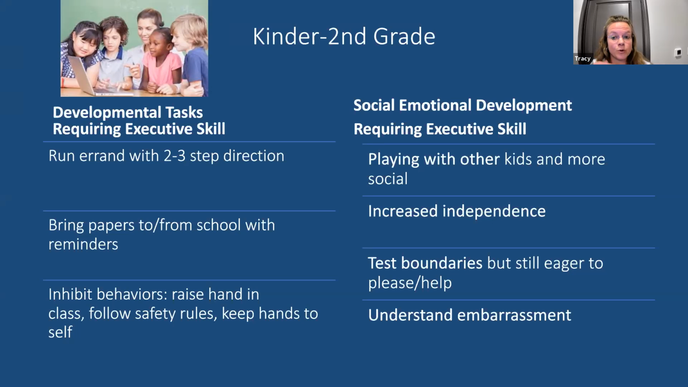Again, we've got a lot of support at this age, and that's how we are starting to directly teach them to develop those executive functions. At this time, they're also starting to play with other kids more and become more social. That increased independence is really seen socially by initiating some of those relationships a little bit more. And then just like Tracy said, with bringing papers to and from school, having a little bit more responsibility, testing boundaries, but still eager to please and help, which goes right along with inhibiting those behaviors, right? And understanding embarrassment, that really comes into play at this age.